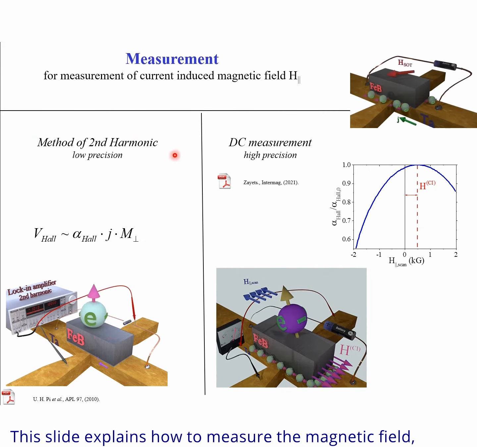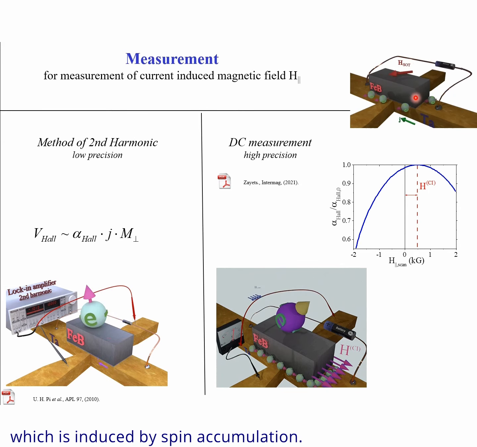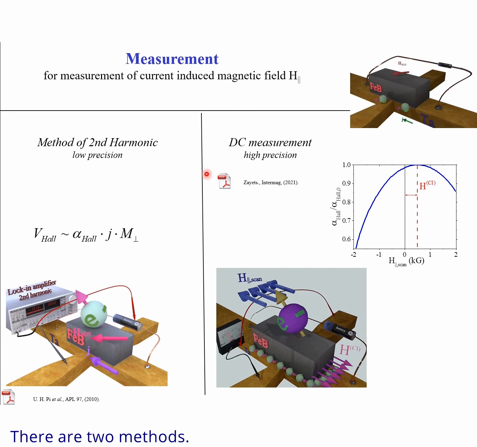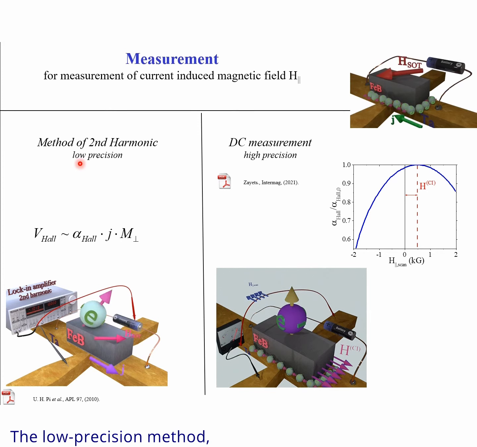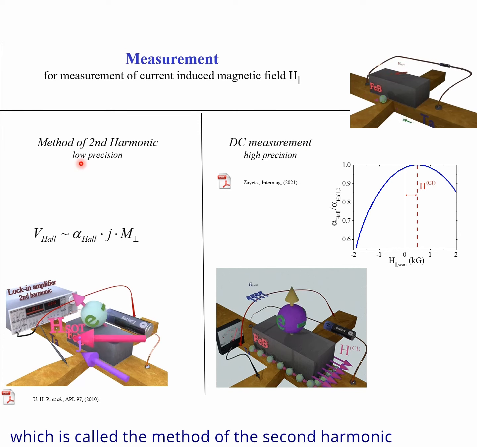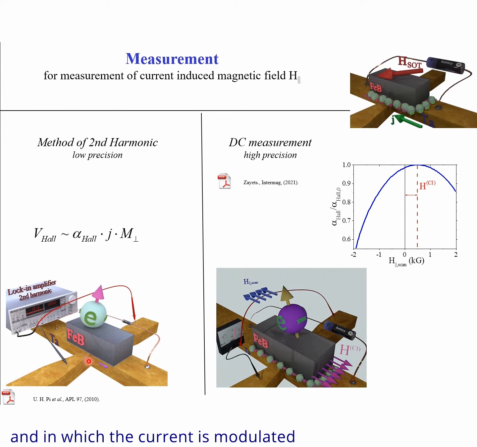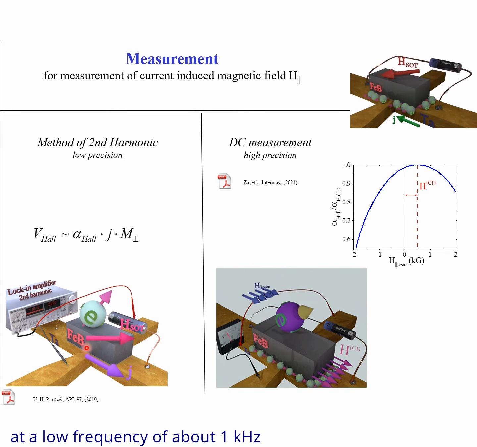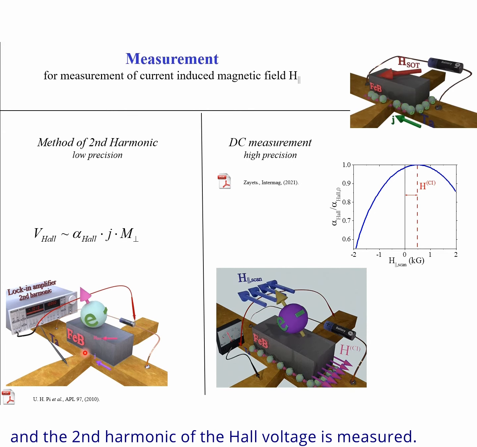This slide explains how to measure magnetic field which is induced by spin accumulations. There are two methods. The low precision method, which is called the method of second harmonic, in which the current is modulated at low frequency of about 1 kHz, and second harmonic of Hall voltage is measured.